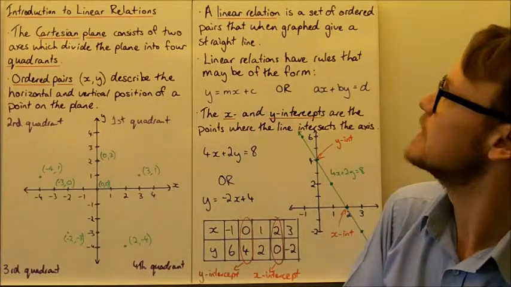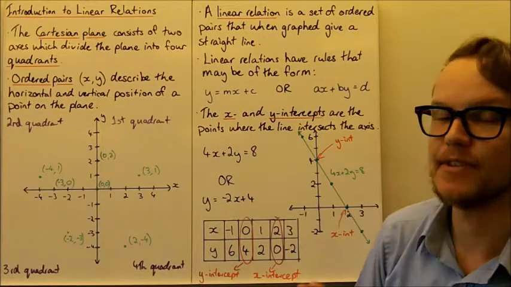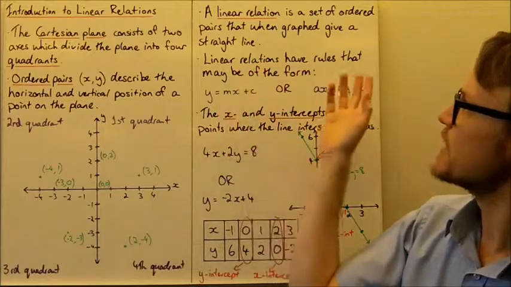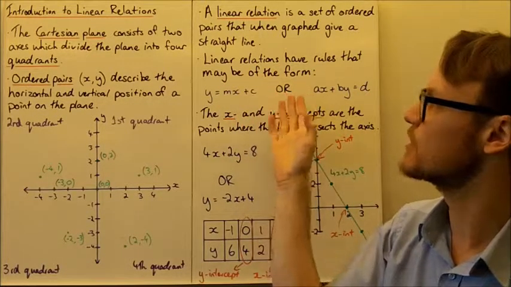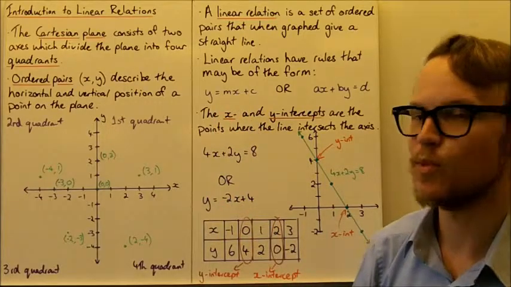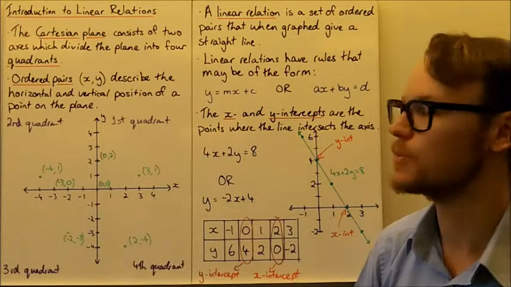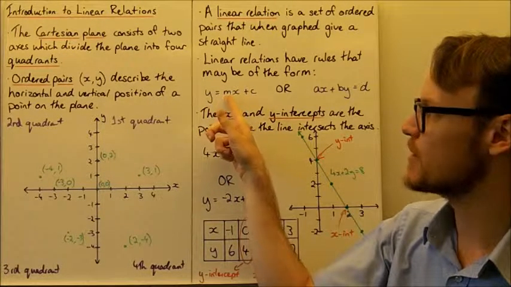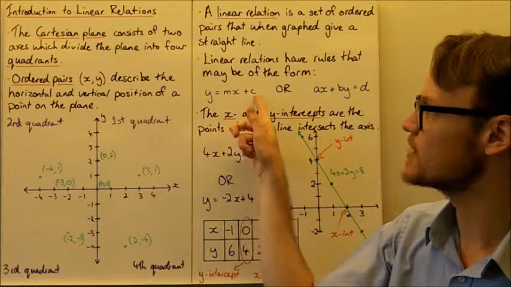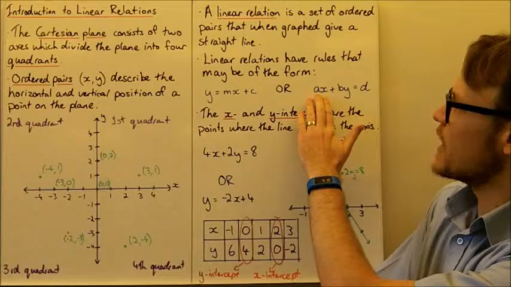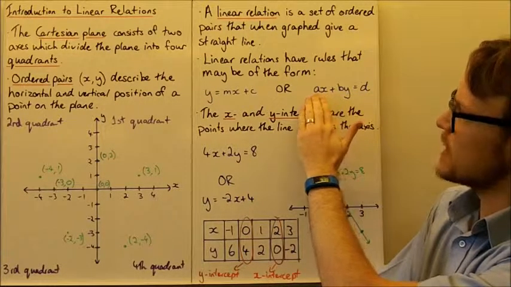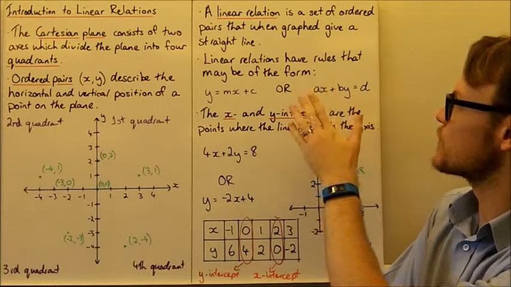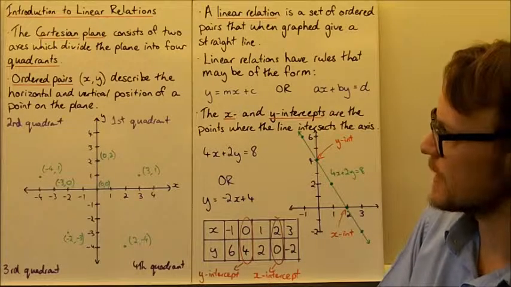A linear relation is a set of ordered pairs that when graphed give a straight line. So we've got the word linear, it means straight line. Linear relations have rules that can be of either of these two forms. This is probably the more common form that you'll see, and we'll discuss it a little bit more later. y equals mx plus c, so that means y equals some constant times x plus another constant, or we can have ax plus by equals d. So a is a coefficient of x, b is another constant, could be different, could be the same, and d is another constant again.